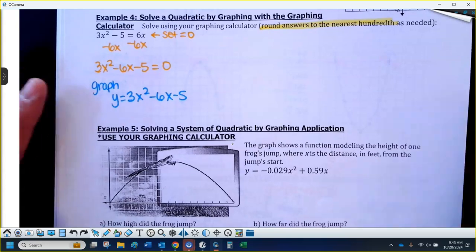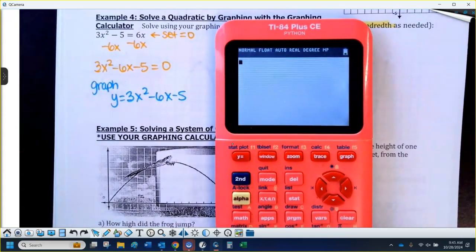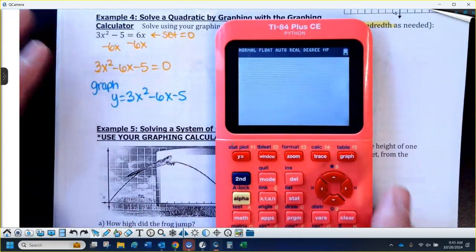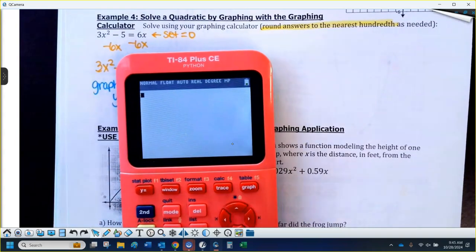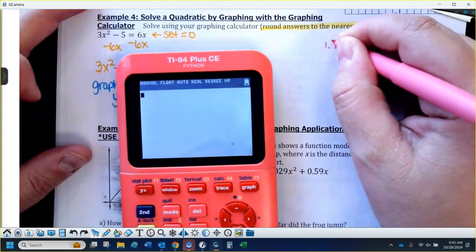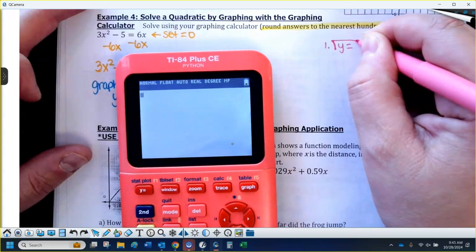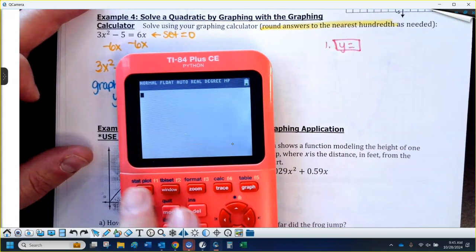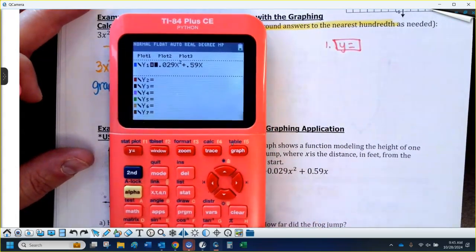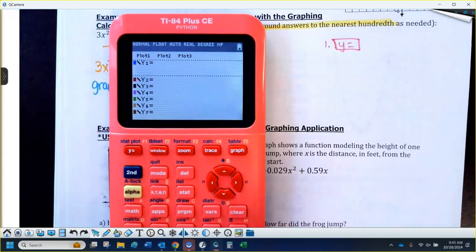So before we start, and just because we've been using this a little bit, I'm going to type the equation. My first step, we're just going to go to the y equals button, which is in your upper left corner, and you might have something in here, so I'm just going to get rid of it really quick.